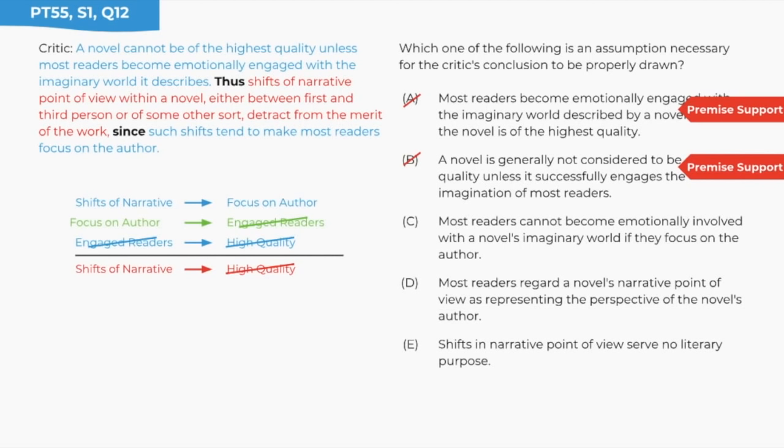Answer choice C says, most readers cannot become emotionally involved with a novel's imaginary world if they focus on the author. So if they focus on the author, then they're not going to be emotionally engaged. This looks very close to what we were looking for. Let's hold on to it.